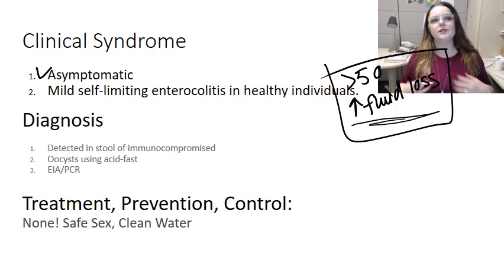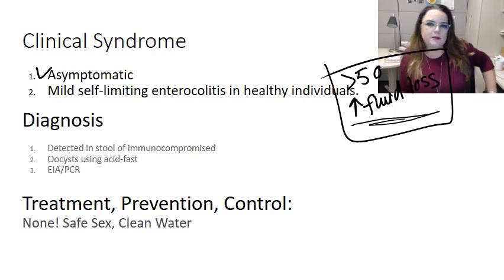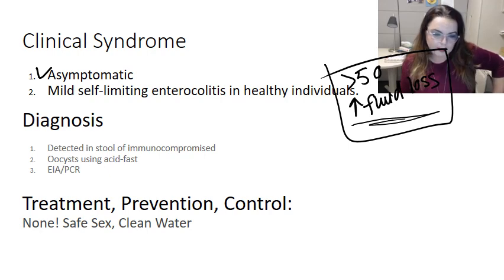And part of the reason this one can actually go chronic and can be so debilitating is currently there doesn't seem to be a really great recommended treatment. So really what we're talking about is making sure you avoid it in the first place. So try to only drink from clean water sources, avoiding animals that may or may not already have this infection, and practicing safe sex.